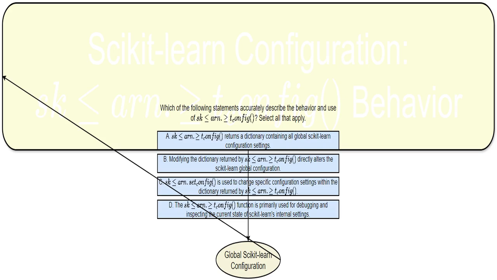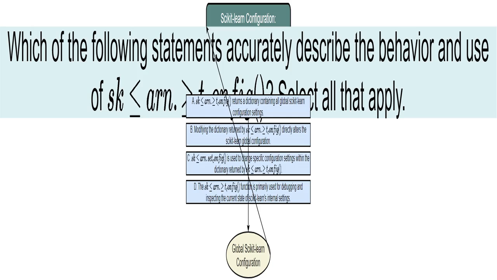I'll explain the function. It's a way to get a snapshot of scikit-learn's current settings. Think of it like checking the control panel of a machine to see what's currently active. This question tests your understanding of how it works and what it's used for. Let's analyze each statement to see if it's correct.